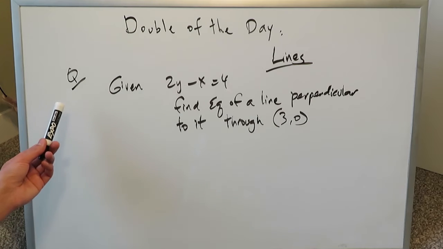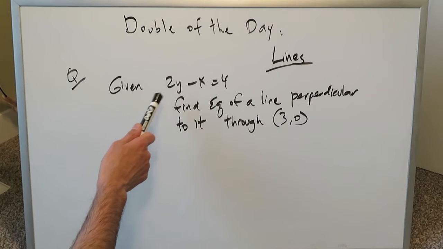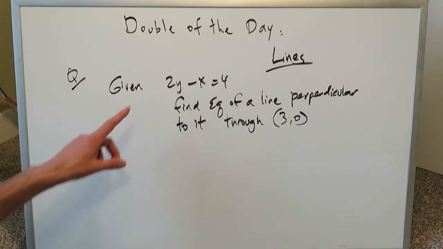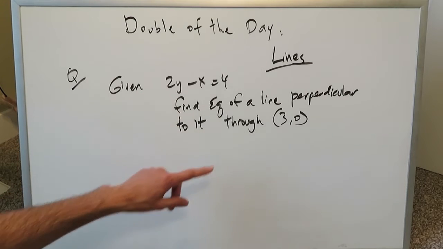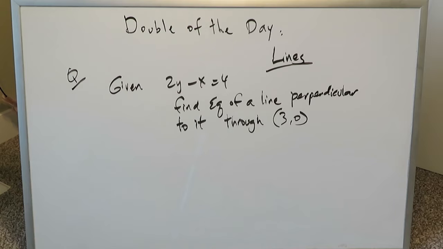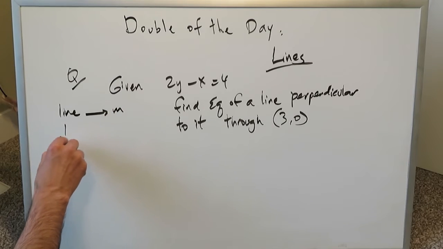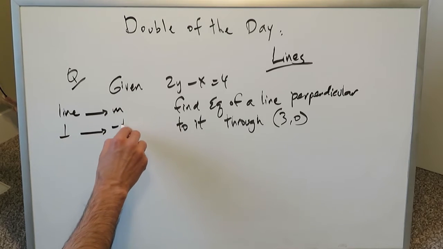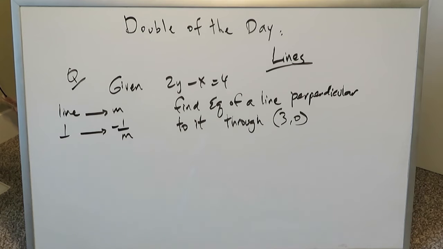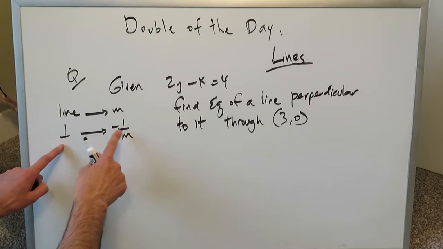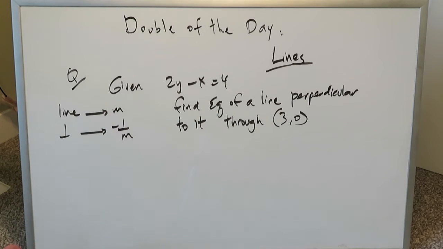The first question, given this equation 2y minus x equals 4, we have to find an equation of a line perpendicular to this line that goes through (3, 0). So how do you go about tackling this question? You've got to know that for any line, whatever its slope might be, the line perpendicular to it must have a slope of a negative reciprocal to the original slope. If a certain line had a slope of m, a perpendicular line must have a slope of minus 1 over m with relation to that other line.